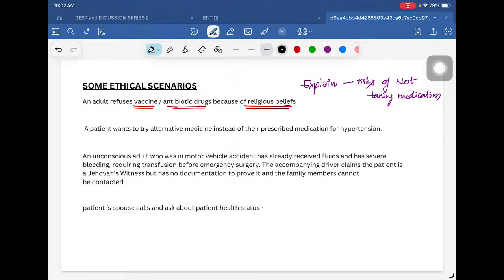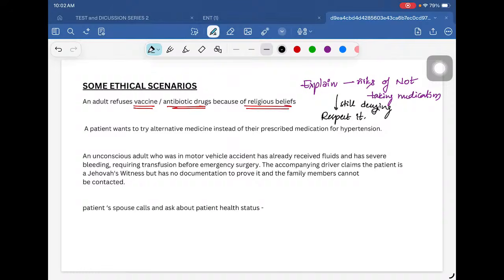If the patient is still denying, there is a sequence question where they have mentioned that even after you explain everything, the patient is still denying, then you basically respect it, because of the autonomy of the patient.